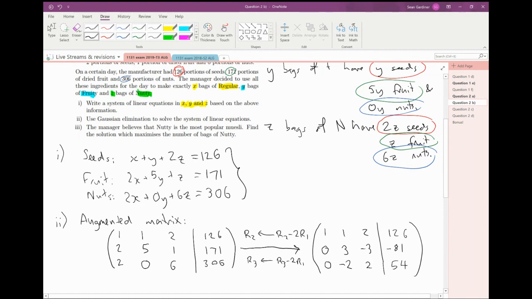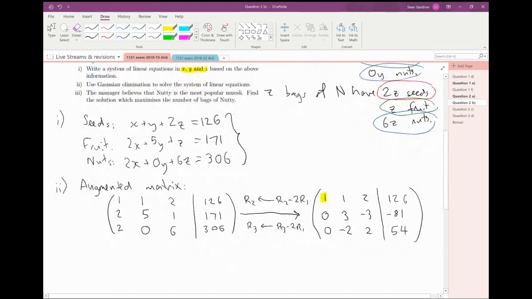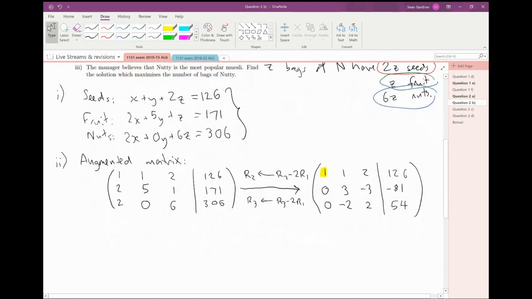Okay, so this is looking a bit better. Of course, the reason we did those first 2 steps was to make the first pivot entry, so to make this one the only entry in its column, or the only non-zero entry in its column, right? What might I want to do next to further simplify this matrix? Any suggestions?